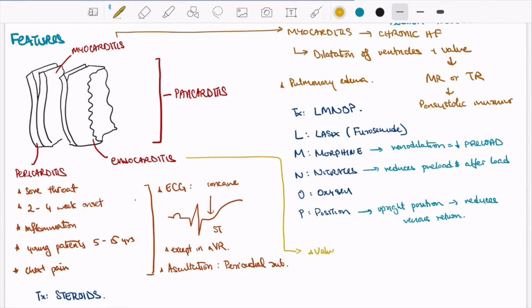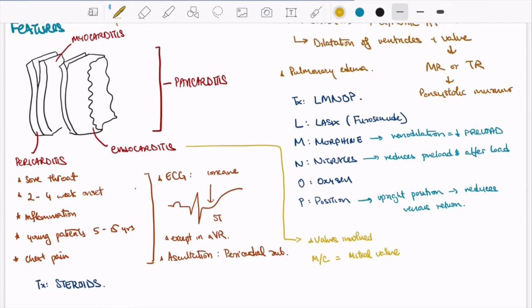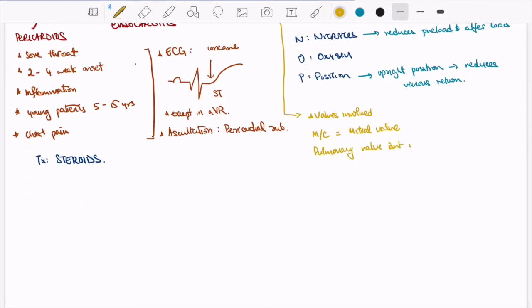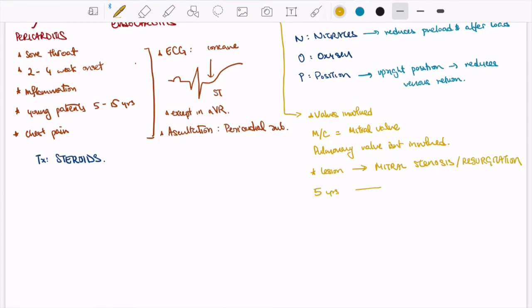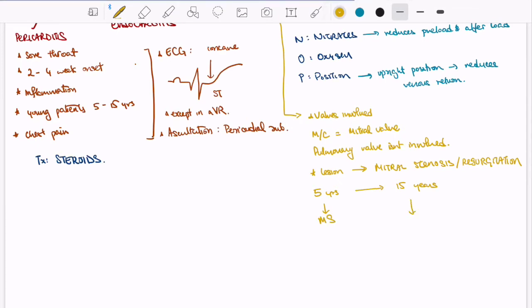Endocarditis usually involves valvular lesions. The most commonly affected valve is the mitral valve. The pulmonic valve is almost never involved. Valvular lesions, either a mitral stenosis or regurgitation, can be seen. In patients aged from 5 years to 15 years, mitral stenosis is seen in younger patients, and mitral regurgitation is seen in older.